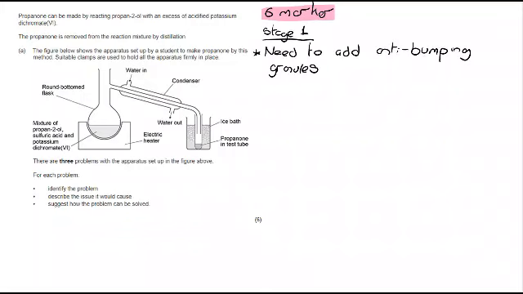So stage 1. There are no anti-bumping granules that have been added. We need to include those as part of it. They've not been labelled on the diagram. We can't see any images of them. So we can start to deal with that.